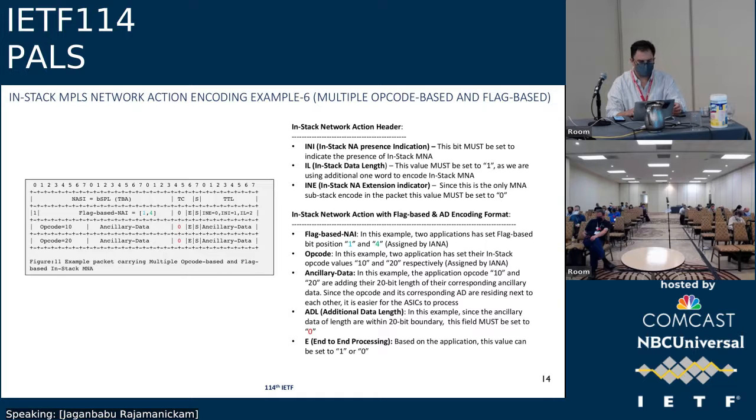So this is a multiple opcode based and flag based information carried in this packet. Here, if you see the flag based NAI, we have offset 1 and 4 carried, as well as the opcode based NAIs, where we are carrying opcode 10 and 20. And when we see the length IL field, apart from the general header encoding, we are adding 2 more words. That's the reason the IL equal to 2 is set there. So that will tell the ASIC that it is encoding this many number of bytes.